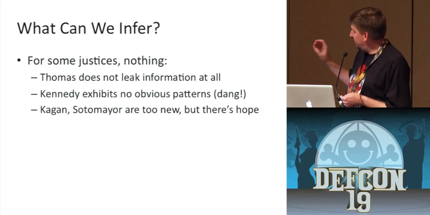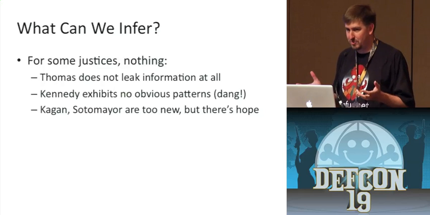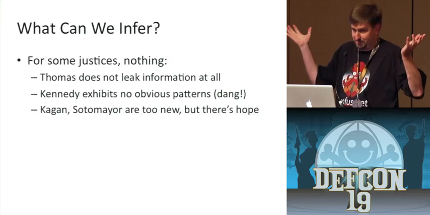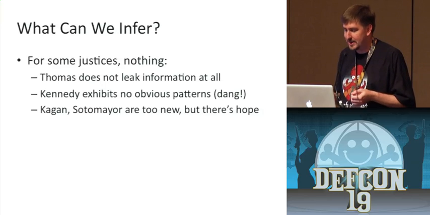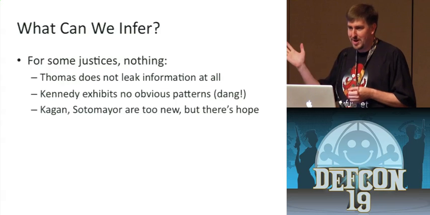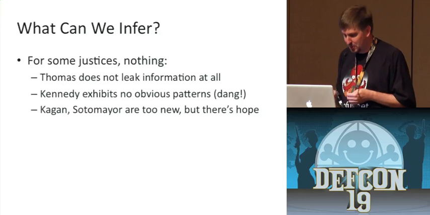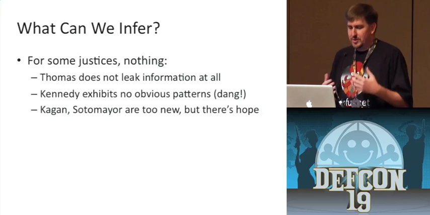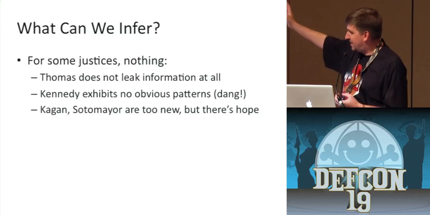And then we have Kagan and Sotomayor, who have not been on the court long enough to establish much of a record. So they might be leaking information. We don't have enough of an actuarial tale to actually say yet, but there's some hope. In other words, they deviate radically from the average of the court, at least in this short sample range. So maybe they will be doing something interesting down the road. Okay, so we did that. And we can say that for these 4, not much can be said.